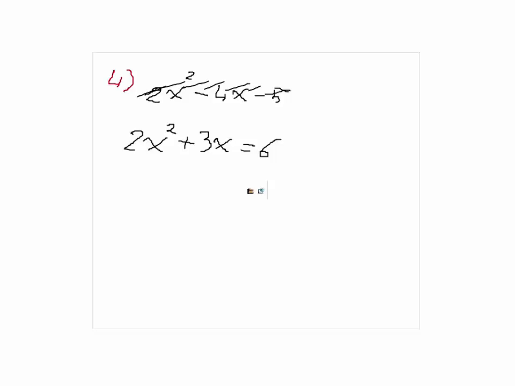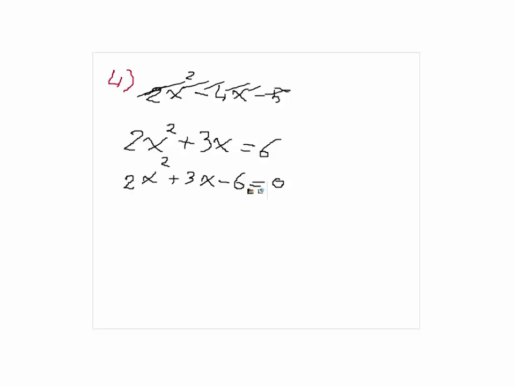The standard form of that equation will be 2x squared plus 3x minus 6 equals 0. That problem doesn't ask us to solve it, it is just asking us to determine the number of real solutions.